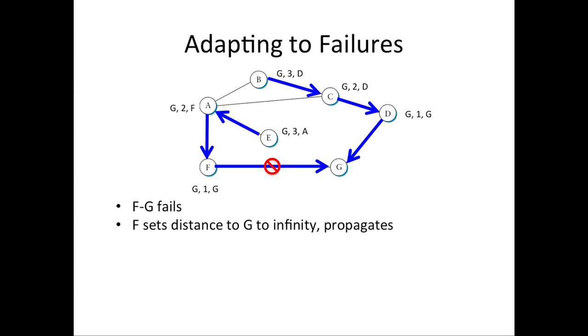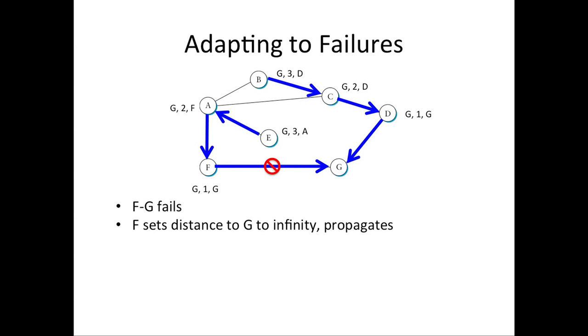Just a quick note on the notation. Do you see a 3-tuple right next to A? Destination is G, distance is 2, and next hop is F. All right? What are the directional arrows? That's the path.